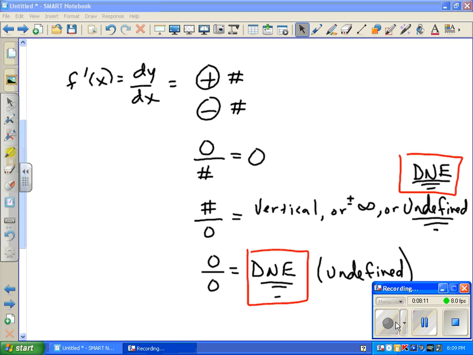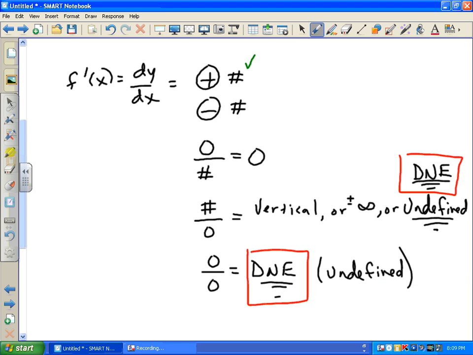When we talk about derivatives, symbolically f prime of x or dy dx, we can get a series of answers. You could get a positive number. If we get a positive number, we're simply saying that the slope is positive, or the function is increasing. If we get a negative number, we're talking about a negative slope or a decreasing function.